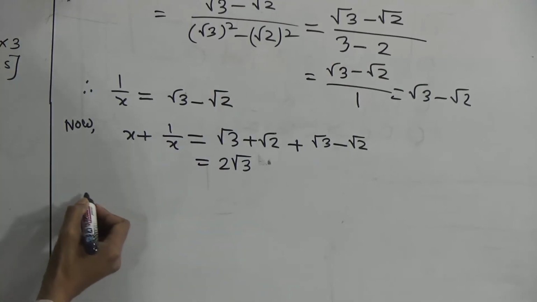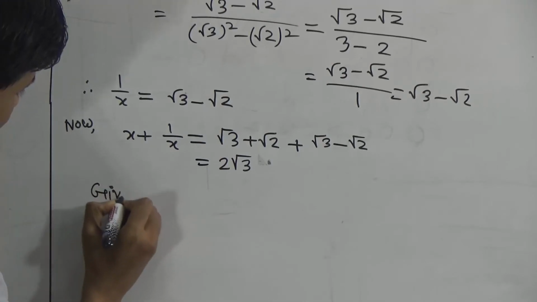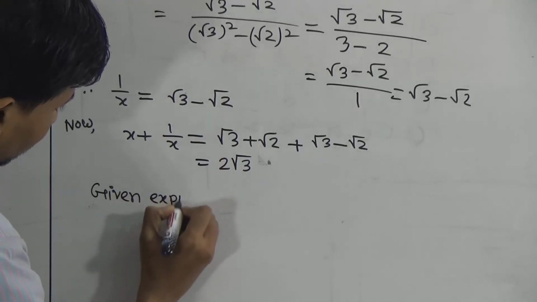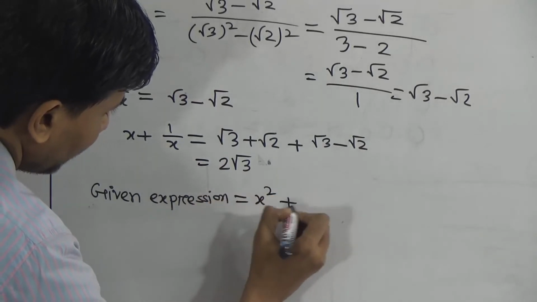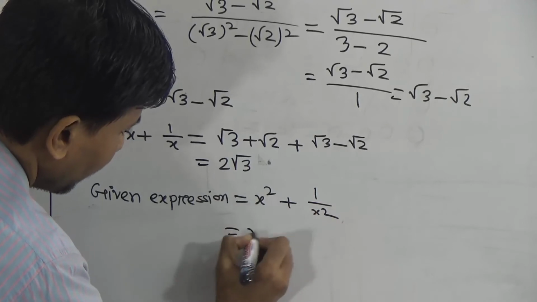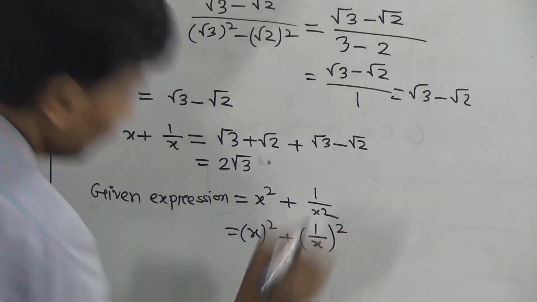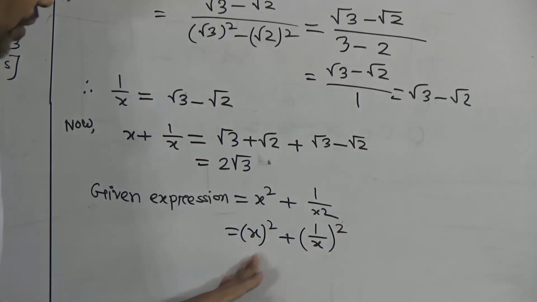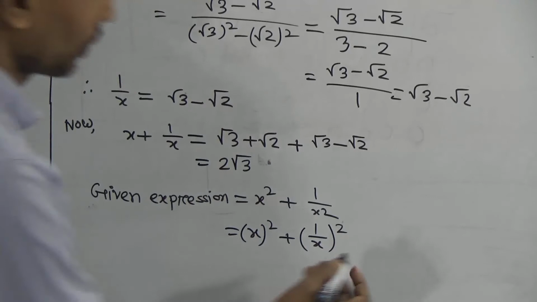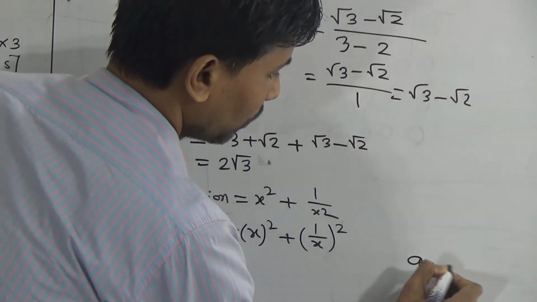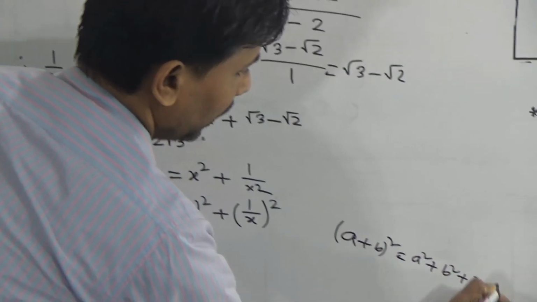Now write the given expression: x square plus 1 by x whole square. This can be written as, now look, this is x square plus b square. Look, x square plus 1 by x whole square. Now we know a plus b whole square equal to what? a square plus b square plus twice ab.